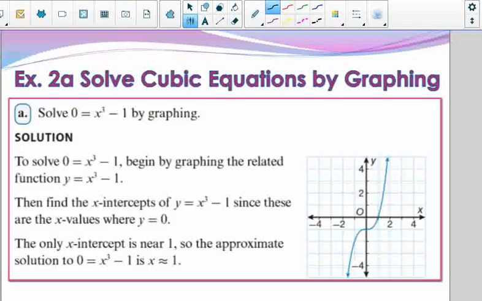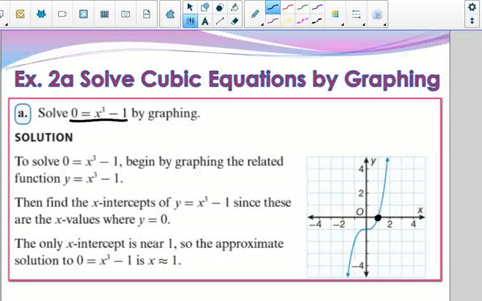Example 2a, solving cubic equations by graphing. So here we need to find out what the x values are going to be. So what are our zeros? Here they have an example. You would graph that first. So you would come up with a table, you would graph it, and then find out what this point right here is. Where does it cross the x-axis?